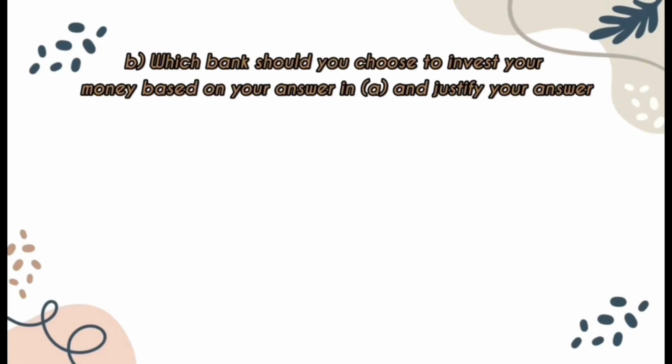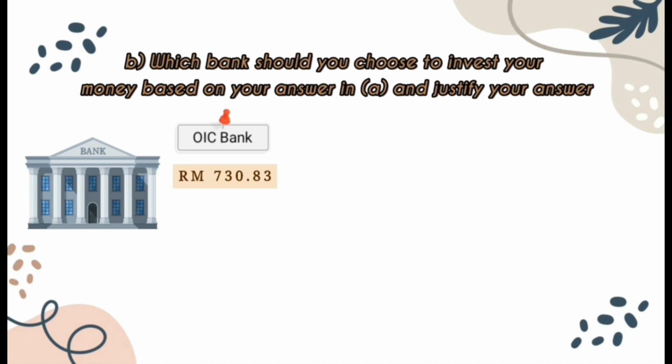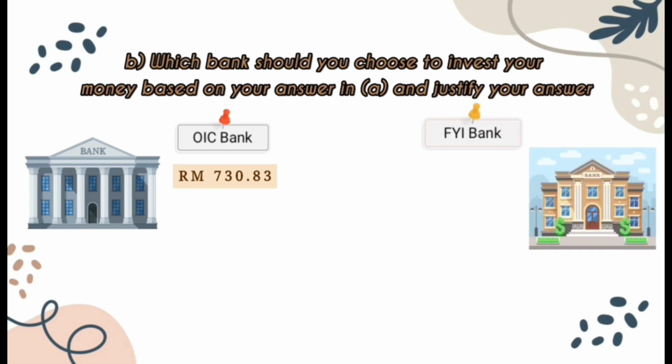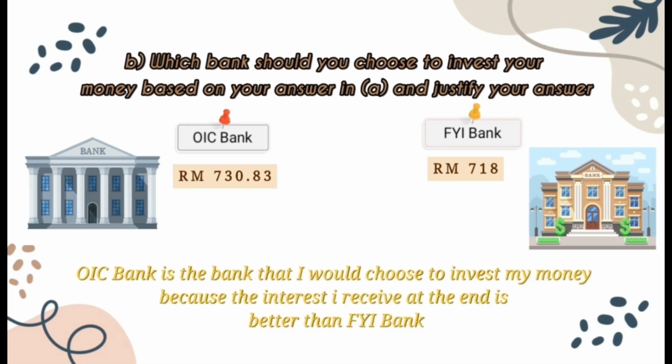Question B. Which bank should you use to invest your money based on your answer in A, and justify your answer? So we already know for OIC Bank, we got RM 730.83, and for FYI Bank, we already calculated and we got RM 718. So the conclusion is OIC Bank is the bank that I would choose to invest my money because the interest I receive at the end is better than FYI Bank.